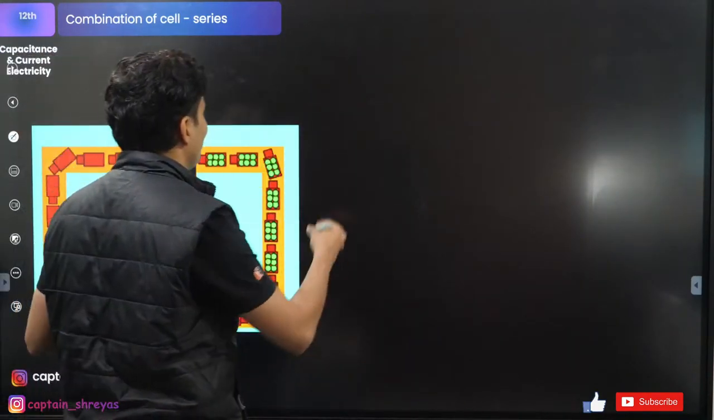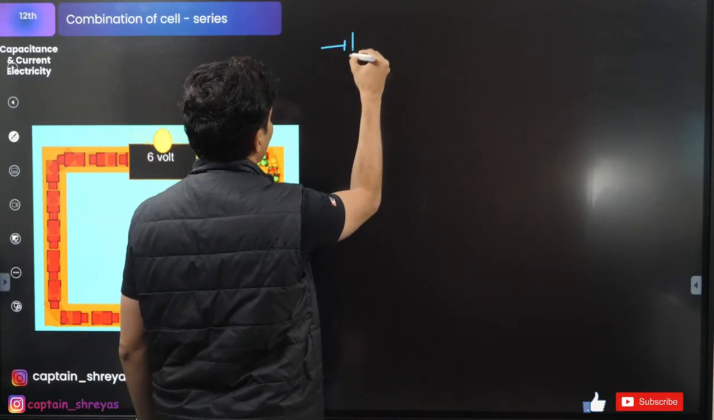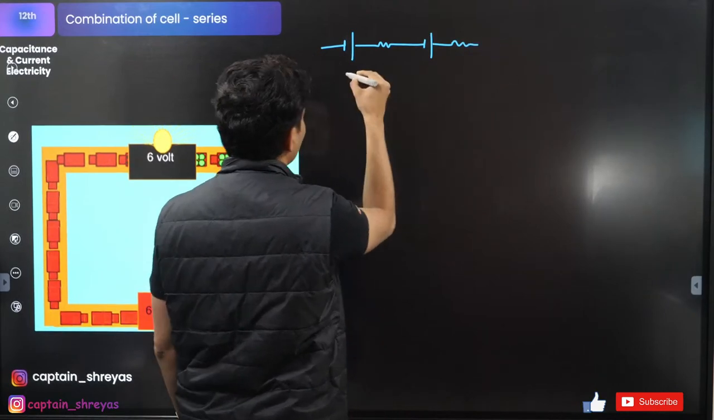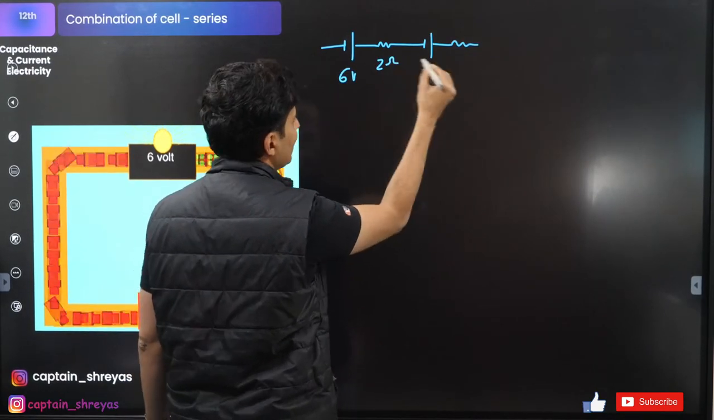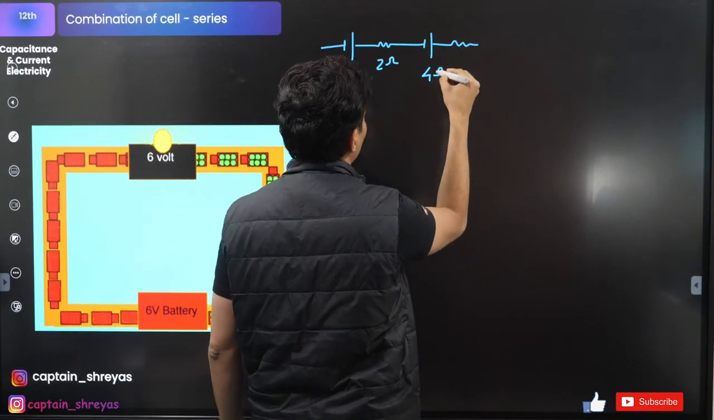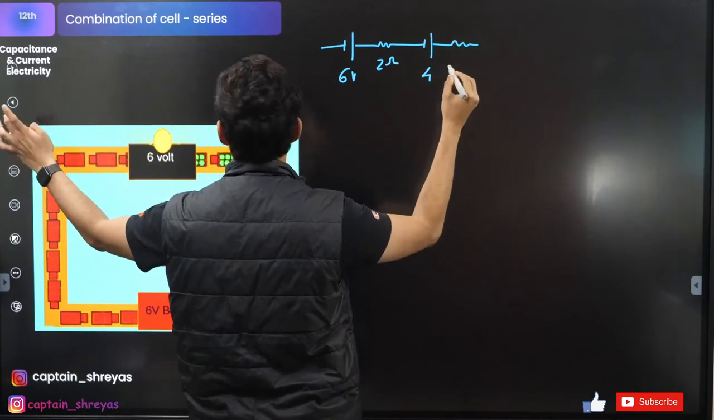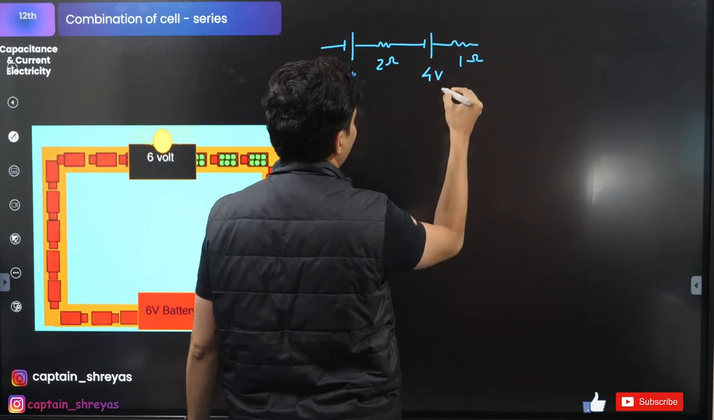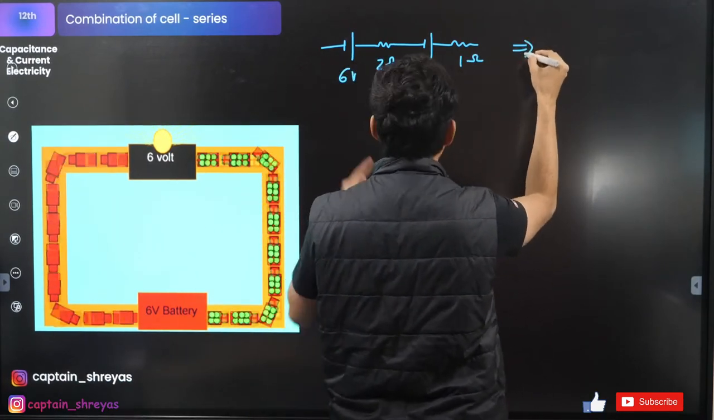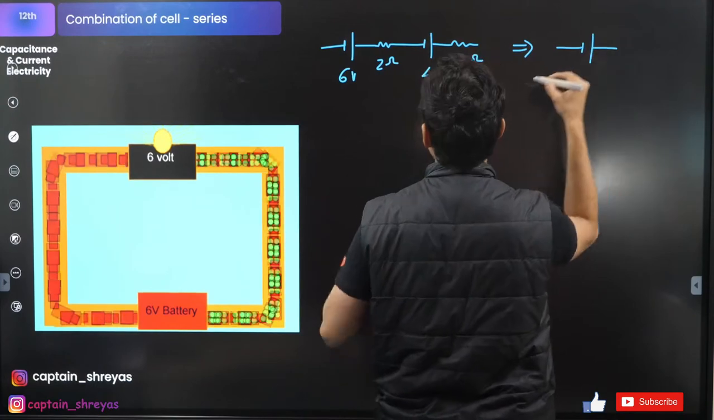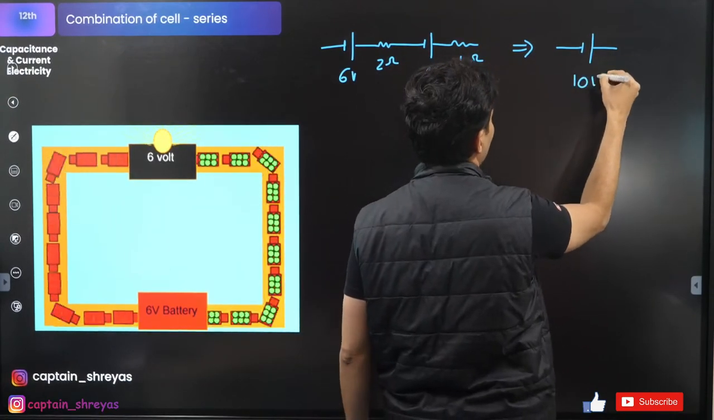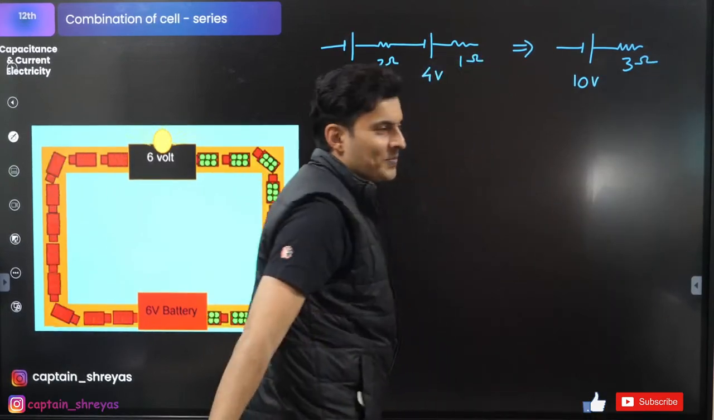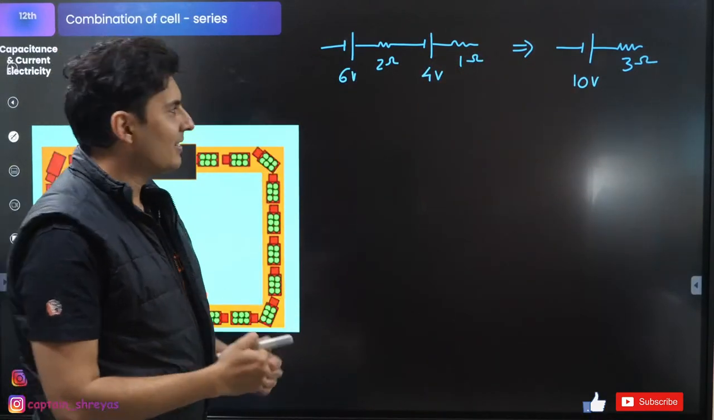Imagine a situation where there is a battery like this and another battery like this. Let's say this is 6 volt, 2 ohms internal. This is 4 volt, and let's say this is 1 ohm internal resistance. You can convert this into one single battery of 6 plus 4, which is 10 volts, and one single resistance, which is 2 plus 1, which is basically 3 ohms. These are batteries in series.